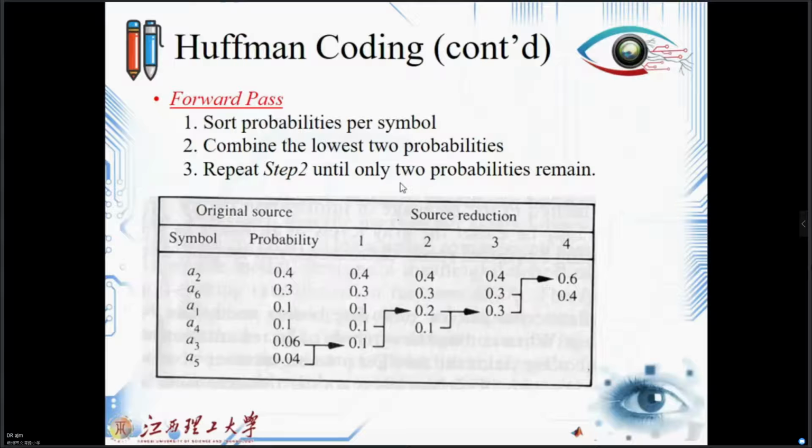Again, in the next step, you have 0.3 and 0.3, which will be added and go one step ahead, and 0.6 and 0.4 will be revealed. This step, combining the lowest two probabilities, will repeat until only two probabilities remain. This is the first round of Huffman coding that we call the forward pass.